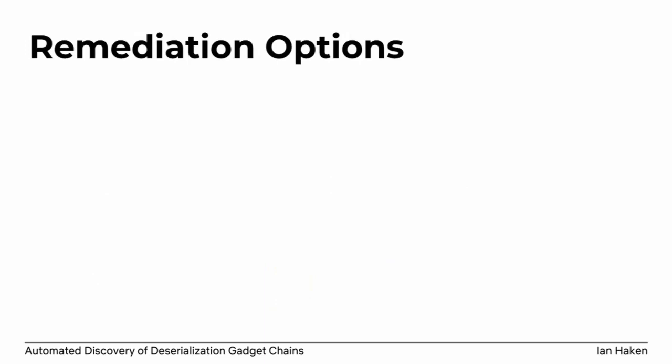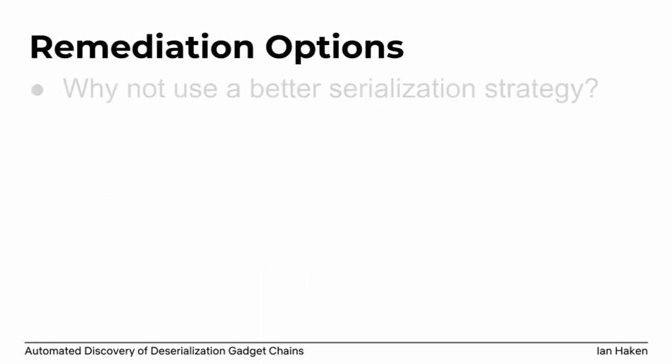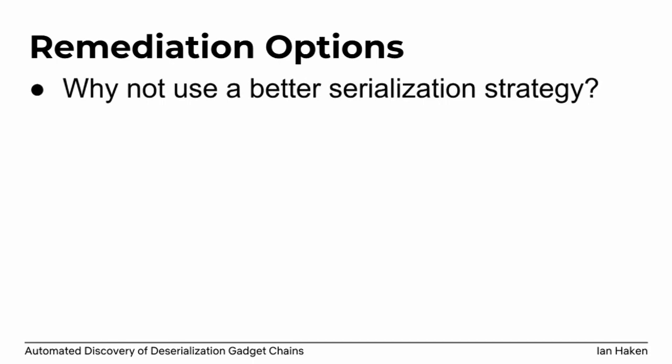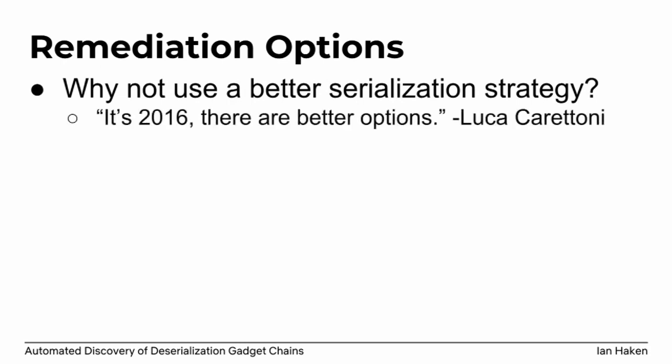And the answer is that it has to do with what you do with the vulnerability once you discover it. So why not just use a better serialization strategy? Why not use some library or some configuration that isn't vulnerable to this kind of problem? And I think Luca summed this up in his 2016 talk the best. It's 2016. There are better options for serialization. And that was true then. That's true today.